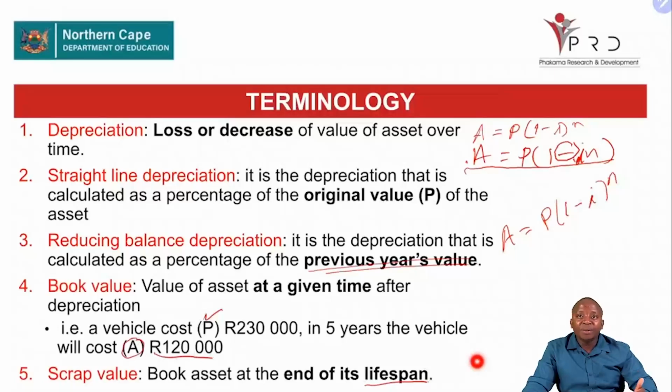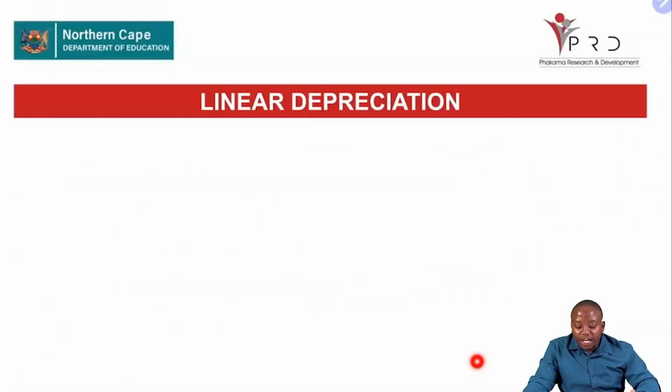It cannot be, or it has a certain value. This is the last value that we can sell it for. Right, so let's move on. Let's start with the linear depreciation.